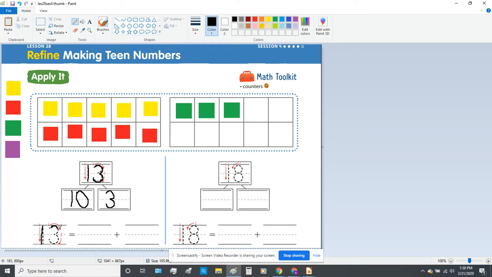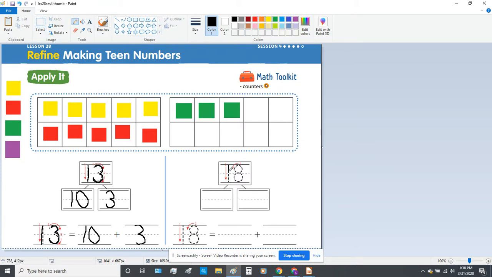Now let's make that into an addition statement. 13 is equal to 10 plus 3. So that means we have a group of 10 and 3 extras that when we add them together, we should have 13. Now, if we were to go back up here and count each cube, we should get 13. Let's try that together. 1, 2, 3, 4, 5, 6, 7, 8, 9, 10, 11, 12, 13. Perfect.